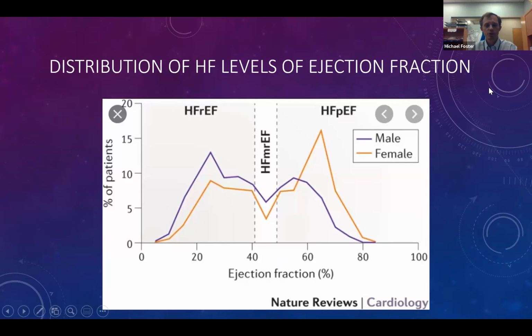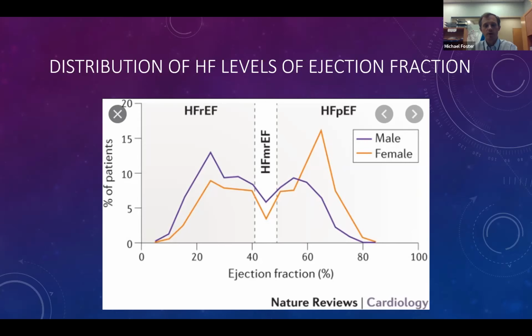Here is a distribution of the percentage of patients with heart failure based on their gender and the percentage of function. As you can see, there is a slightly more amount of systolic heart failure or HFrEF patients in general, something on the range of 50 to 55%.